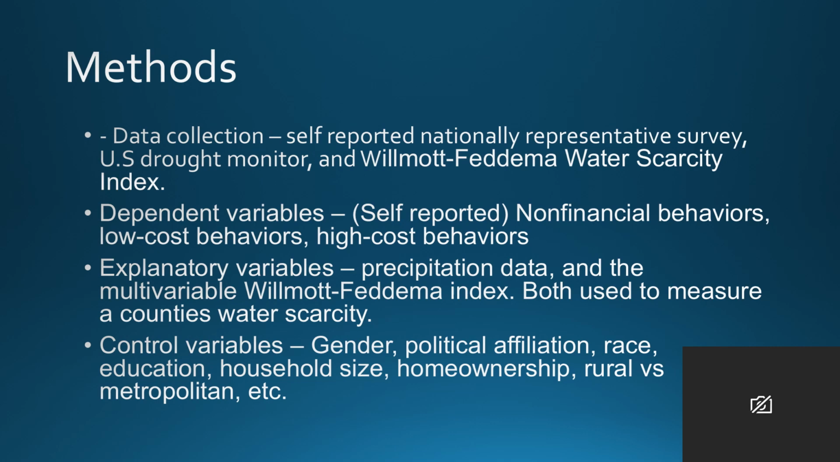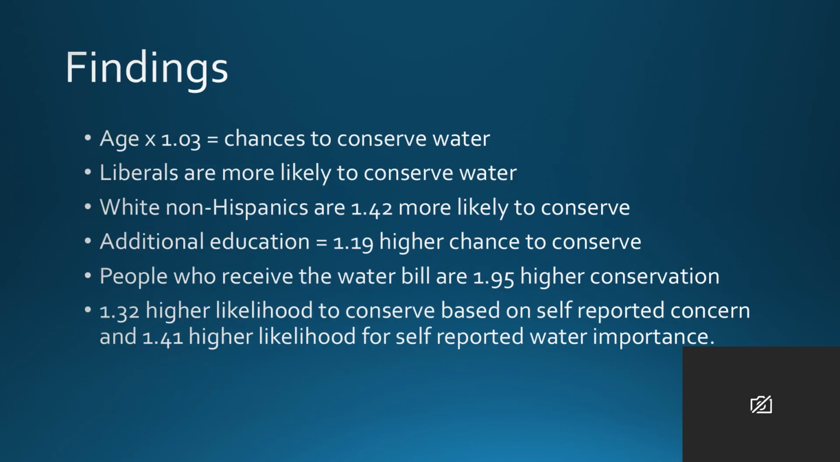So again, the methods, we're using these already existing data, like the weather, and also using the self-reported stuff that we talked about earlier. So after collecting all the data and then statistically analyzing it, the paper talks about its findings, which I summarized here. This paper found that age has a 1.03 increase per year in chances to conserve water.